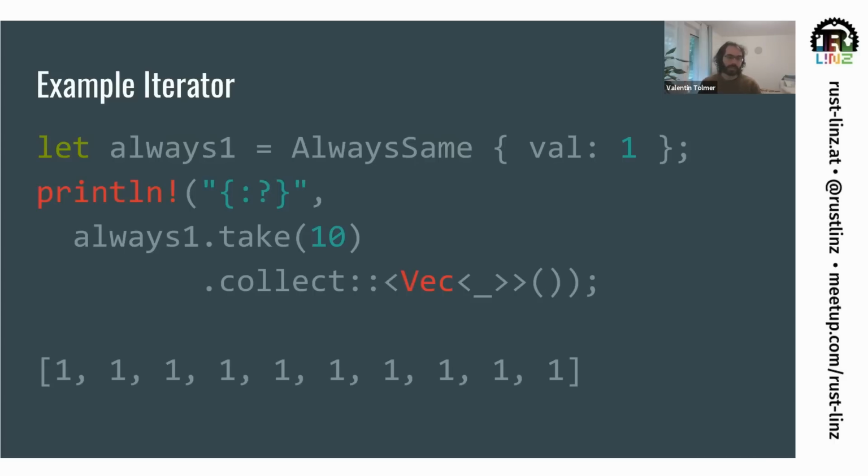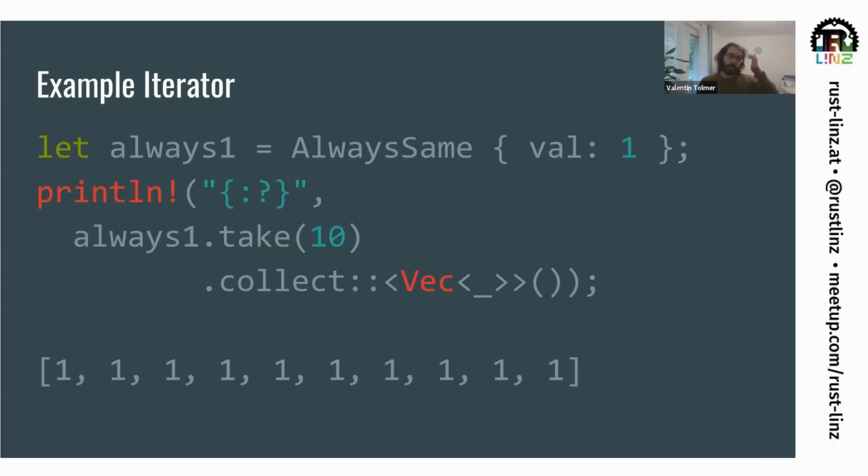You'll notice that I didn't define the take method for AlwaysSame. I didn't have to. It's a method from Iterator that is defined in terms of next. It just calls next 10 times. So it returns a new iterator that will stop after 10 times.